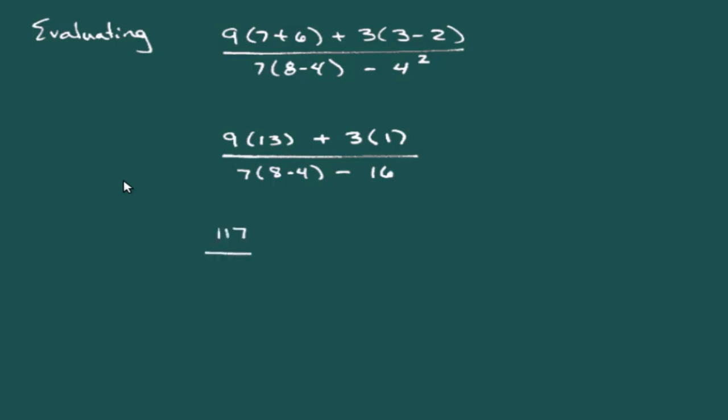Our 9 times 13, if we do 9 times 13, that's going to give us 117. 3 times 1, of course, is going to give us 3, and in our denominator, we could go ahead and begin simplifying it. Again, we're seeing parentheses, we're seeing an operation of multiplication, we're seeing subtraction. So we simplify everything in the parentheses first. So we've got our 8 minus 4. 8 minus 4 is going to give us 4 in that denominator. Our next step, 117 plus 3 is going to give us 120. And then in our denominator, we've got 4 times 7, which is going to give us the 28. 28 minus 16 in the denominator, and we're getting really close to having the whole thing simplified.